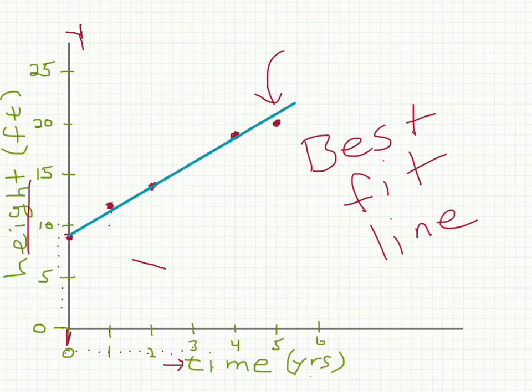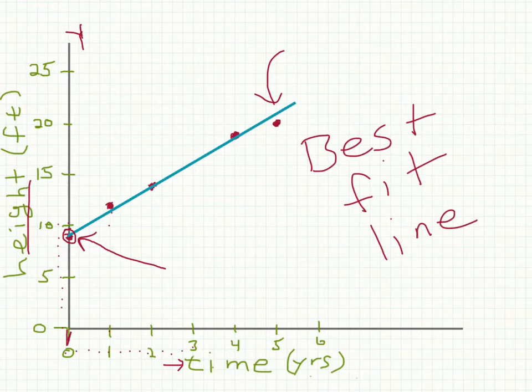Okay, so that point is located right there. Now, at what value do the best fit line and the y-axis touch each other? They touch each other at the value 9. You can see that data point right there was the value (0, 9). 9 is the y value.